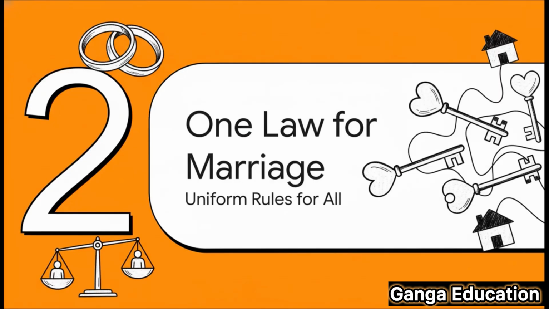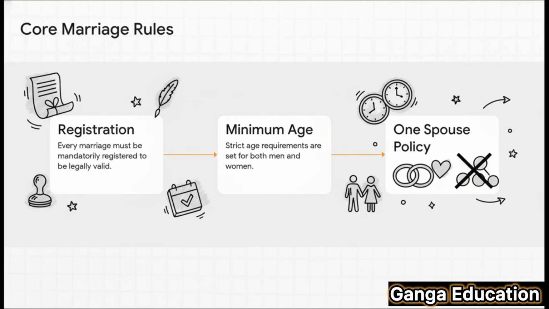So how does the bill actually do that? Well, the first huge piece of the puzzle is marriage. It sets out one single framework for everyone, and this is where you start to see some really big changes. The bill basically boils it all down to three core conditions. First, every single marriage has to be registered. No exceptions. If it's not registered, it's not legally valid.